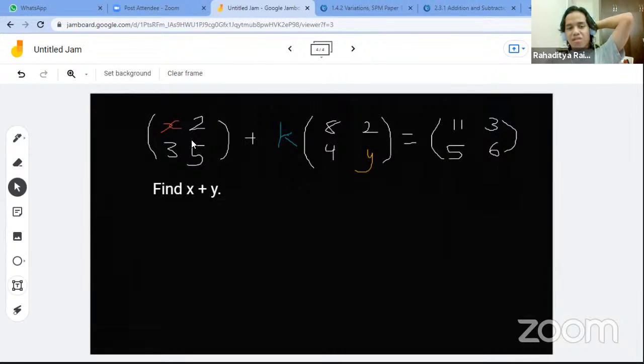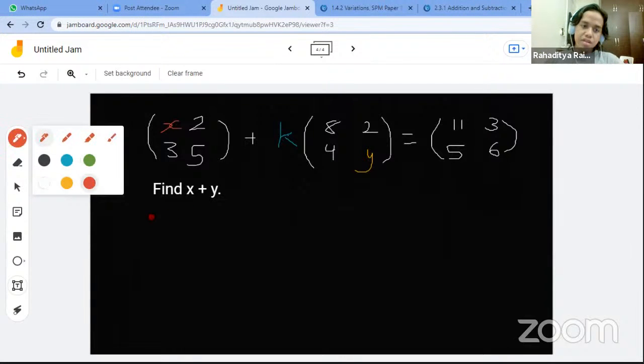Or do you want to just do all 4 of them at once? It's your choice. Yeah, what equation would you want to form first? Or alternatively, you can also do all 4. x plus 8k equals 11. Yes, that's one way to do it. x plus 8k is equal to 11.